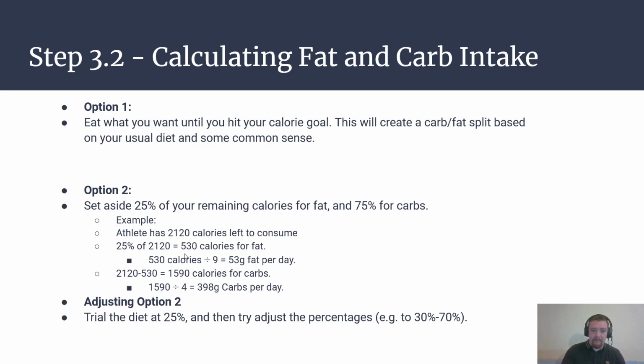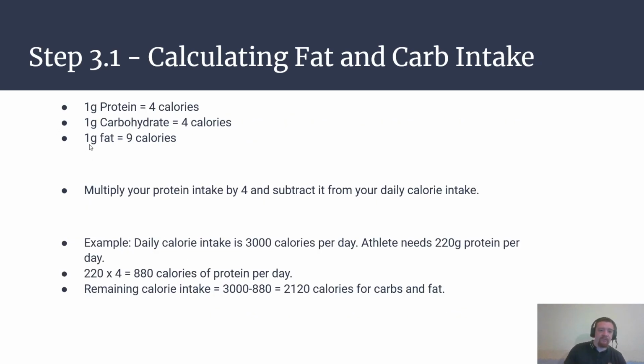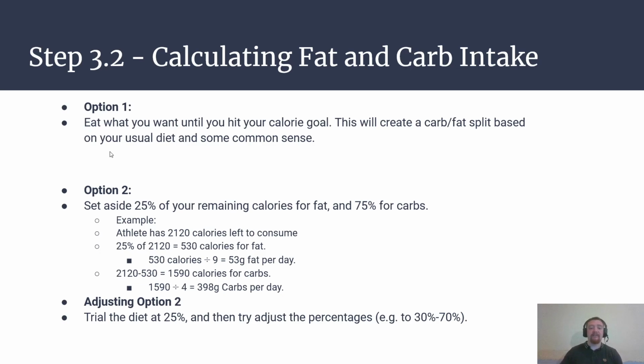Now, remember on the last slide, I said 1 gram of fat is 9 calories. So 530 calories divided by 9 gives 53 grams of fat per day. So that's how much fat you need to eat. So now we know how many calories we're consuming in protein, how many calories we're consuming of fat, and what our total daily calorie intake is. So all that's left is carbs.